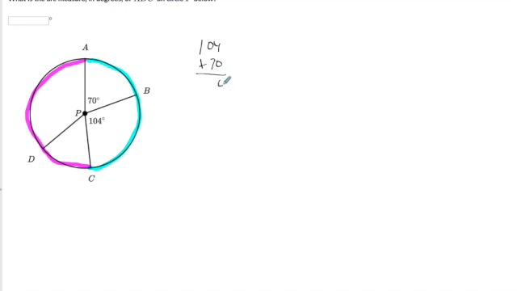So that is 174. So this blue one is 174, and that's my blue arc there. Now, if I want to find the other one, I would subtract that from 360. So 360 minus 174, and then I would get my answer.